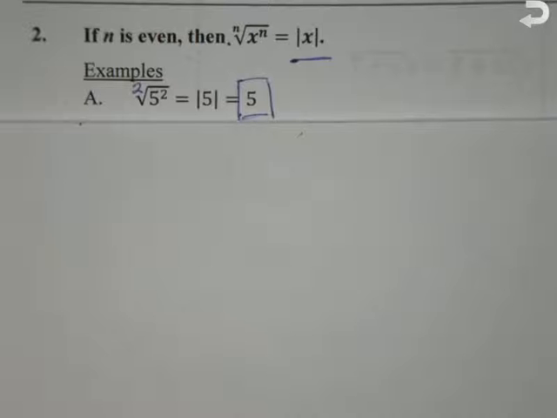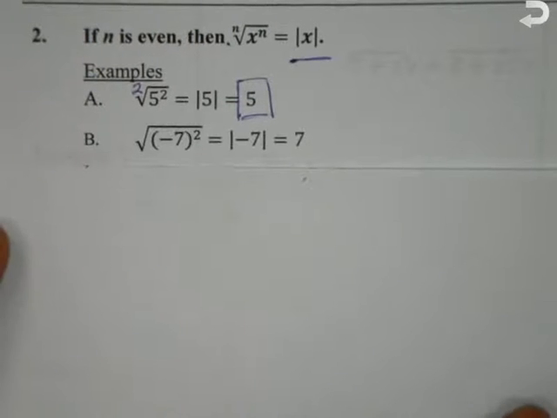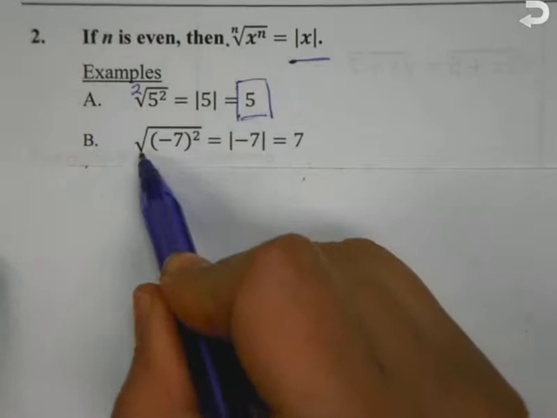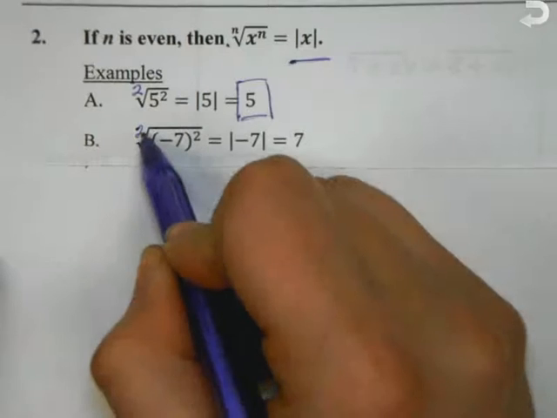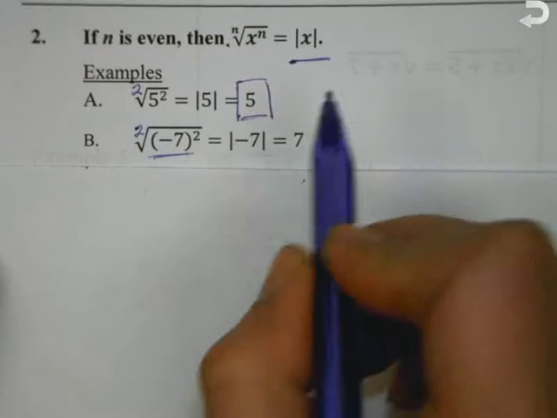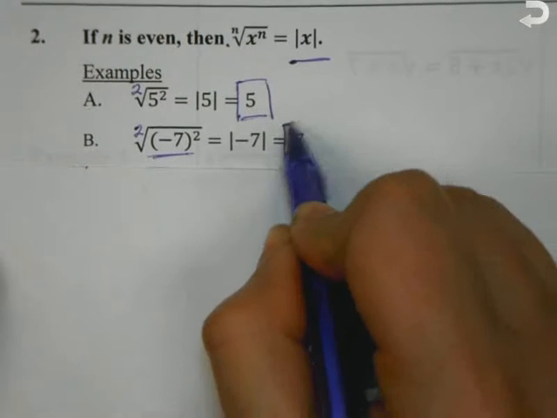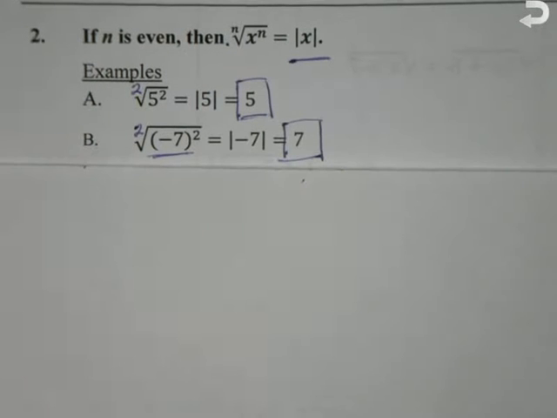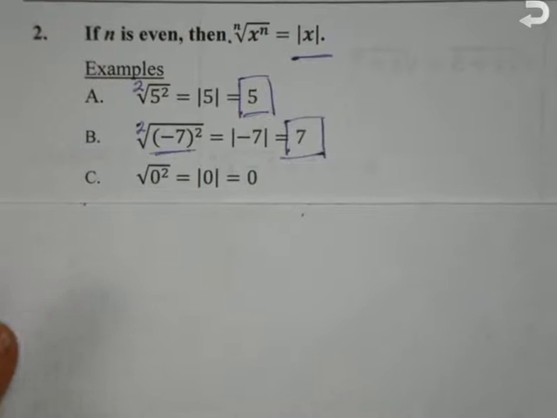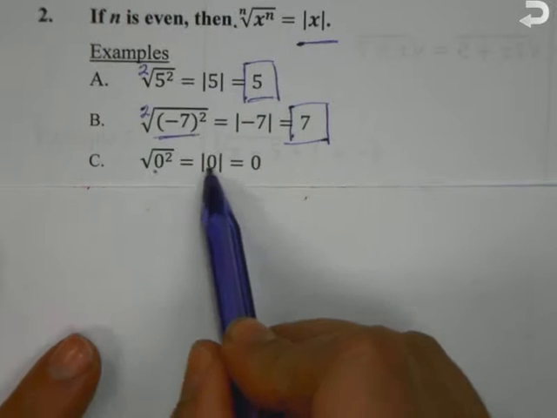Second example, square root of negative 7 squared. My index of a square root is still 2. So my answer is the absolute value of what's inside. So the absolute value of negative 7, which comes out to positive 7. Okay. What about 0? Can I take the square root of 0? Yes. Square root of 0 squared is the absolute value of 0, which gives me 0.